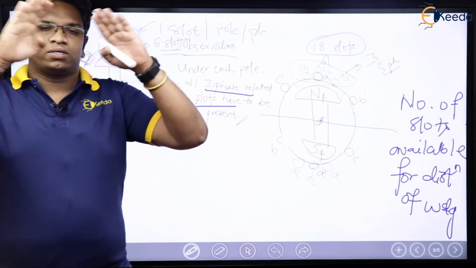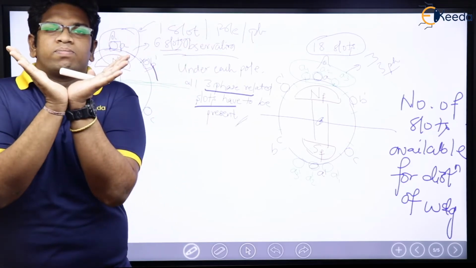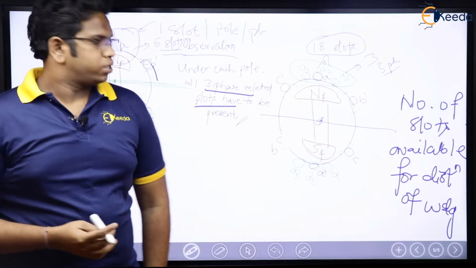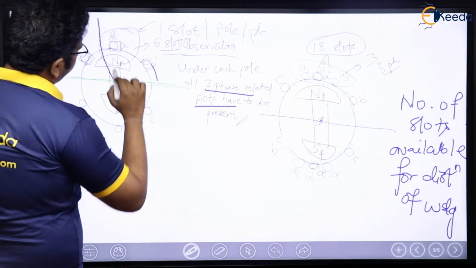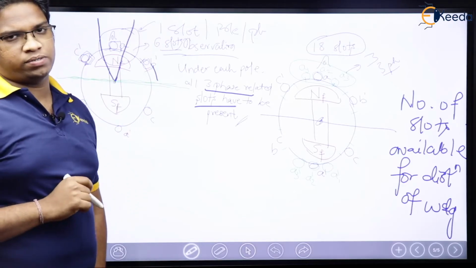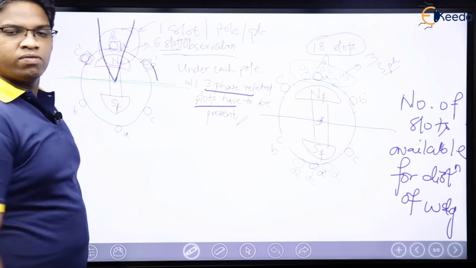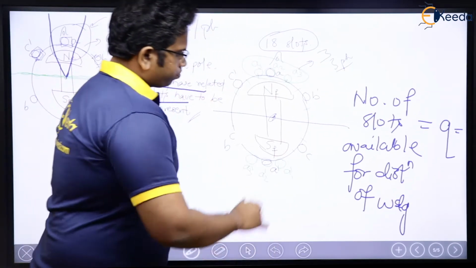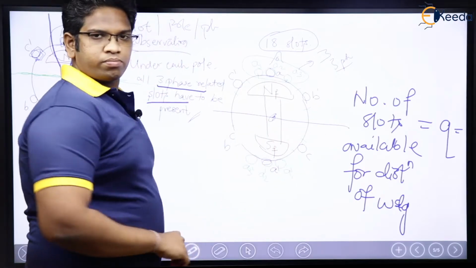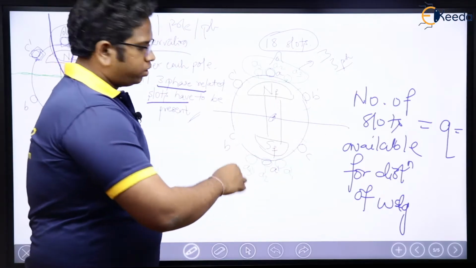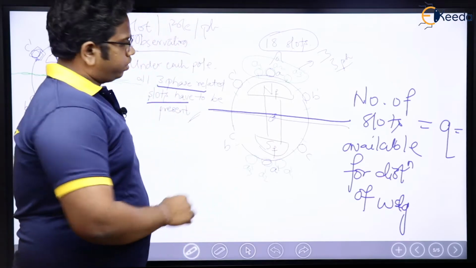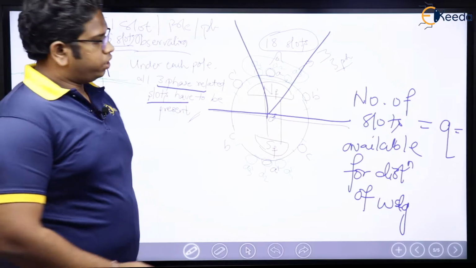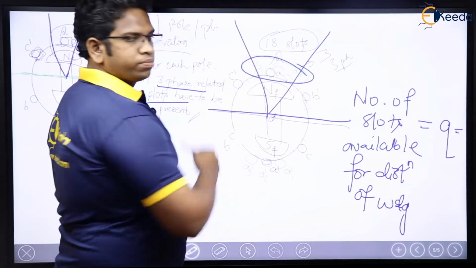See, feel it. Slots per pole per phase. So per phase, if you see, I am going to have here one slot per phase, one for A, one for B dash, one for C dash. Similarly, if you see here, total slots per pole per phase. These many slots are available for distribution.